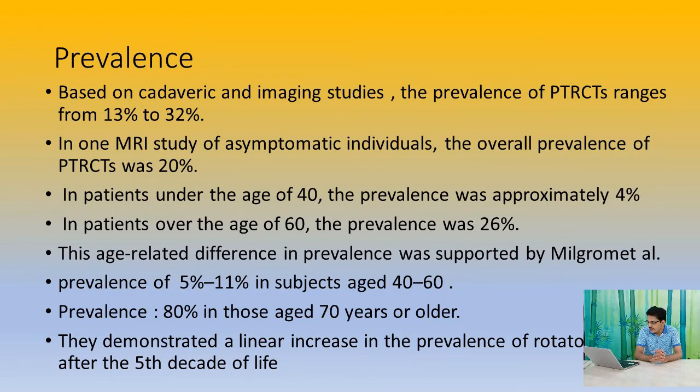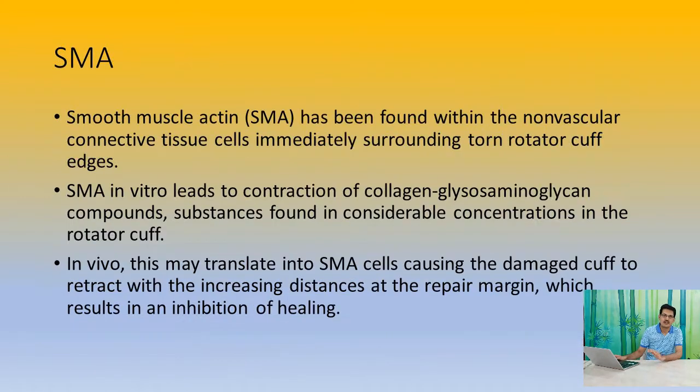The age-related difference in prevalence was supported by Migliorini et al. Also, usually, if between the age of 40 to 60, the prevalence is around 5 to 11%. In patients aged more than 70, the prevalence is around 80%. And there is a linear increase in prevalence of rotator cuff tears after the 5th decade of life.